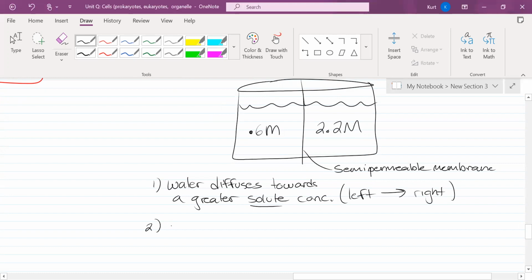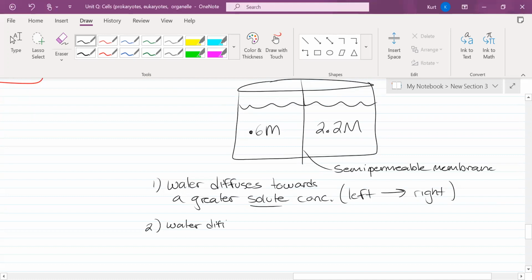Here's number 2. Emma, I want you to listen very carefully. You might have to think about this for a second. Emma, which side has less water? The left side or the right side? That's right. If the right side is 2.2 compared to 0.6, that is the amount of solute. So here's what I hope was going through Emma's head. The right side has more solute, so it has less water. So water will just go from high to low.